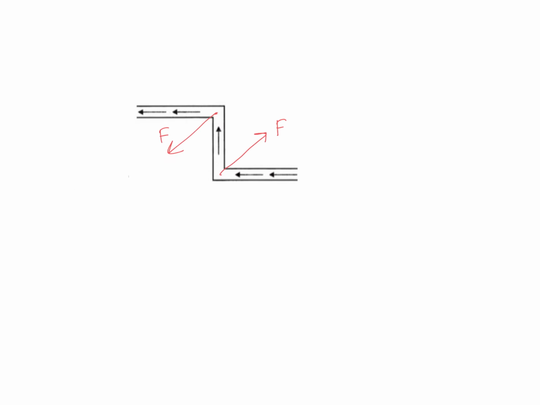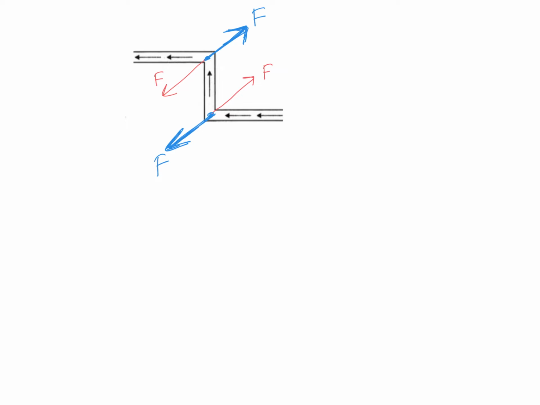According to Newton's third law, for every action there is an equal and opposite reaction. If the force exerted by the container on the liquid is along this direction, then this will be the direction of the force exerted by the liquid on the container. These are the actual directions of force, in blue color, exerted by the liquid on the container, and in red color is the force exerted by the tube on the liquid. As these two forces have the same magnitude and opposite direction, the net force acting on this one is equal to 0.